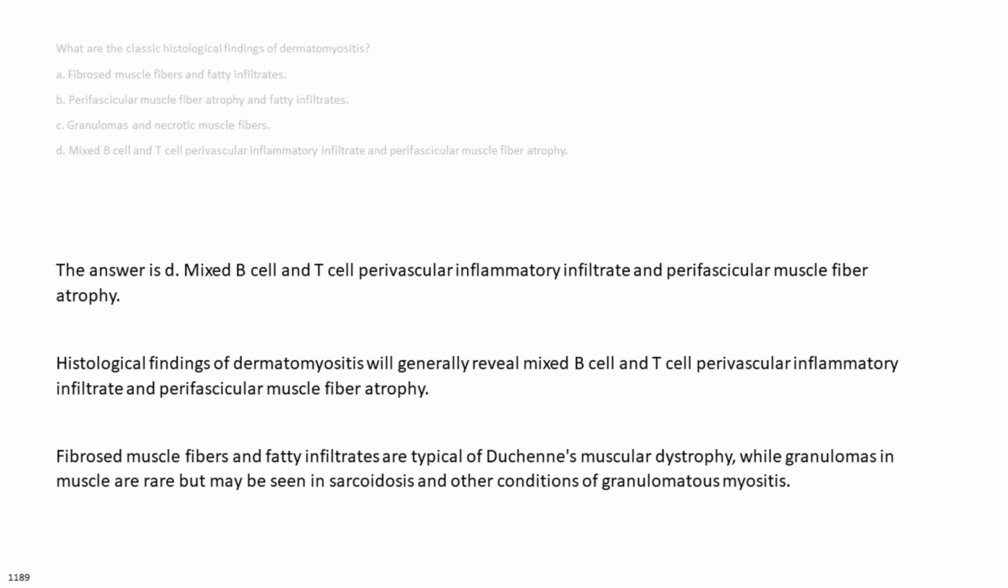The answer is D. Mixed B-cell and T-cell perivascular inflammatory infiltrate and perifascicular muscle fiber atrophy. Histological findings of dermatomyositis will generally reveal mixed B-cell and T-cell perivascular inflammatory infiltrate and perifascicular muscle fiber atrophy. Fibrous muscle fibers and fatty infiltrates are typical of Duchenne's muscular dystrophy, while granulomas in muscle are rare but may be seen in sarcoidosis and other conditions of granulomatous myositis.